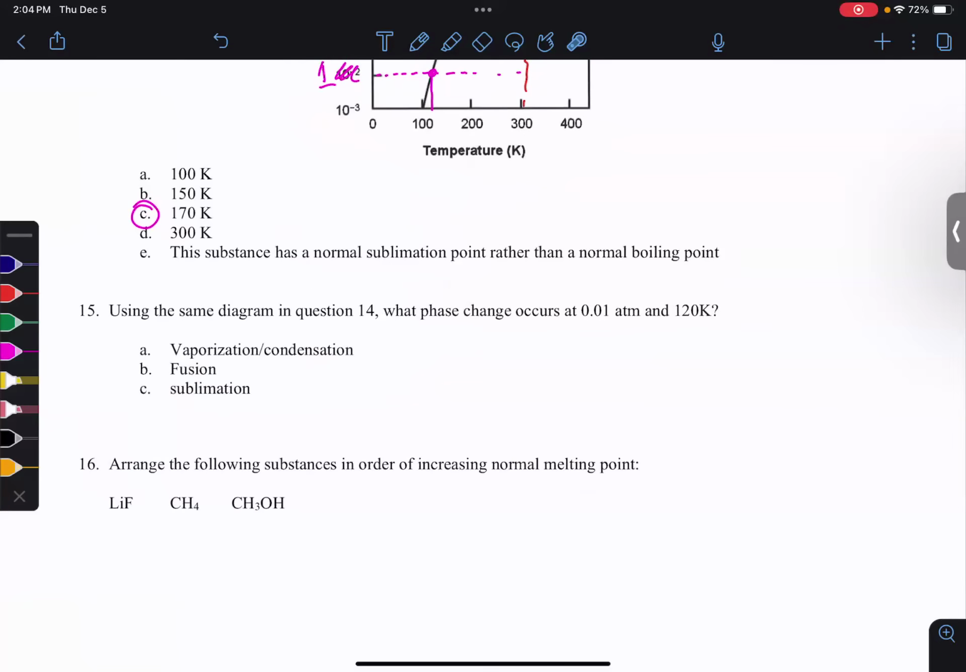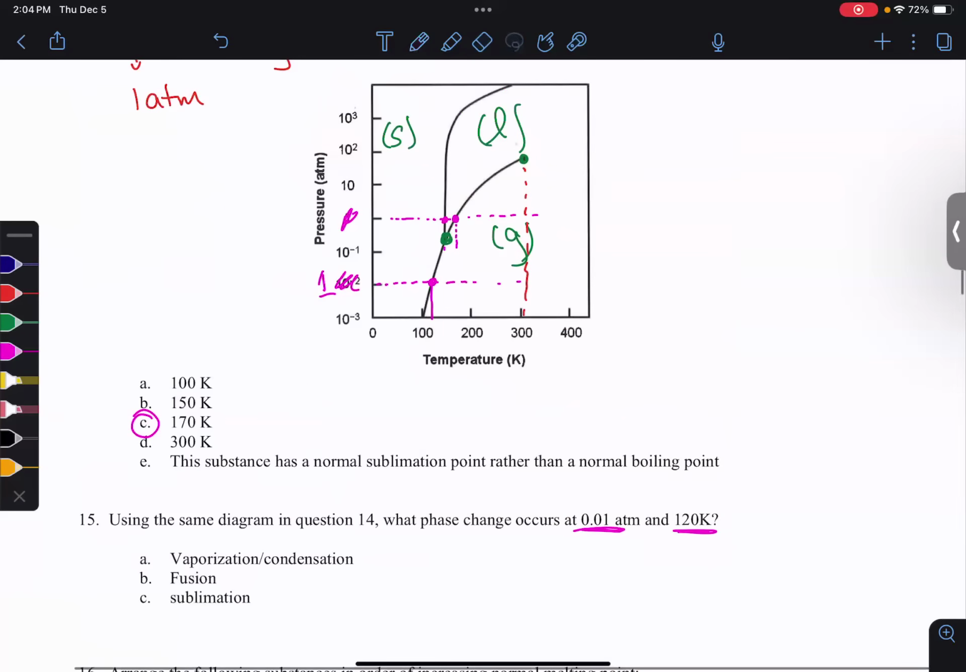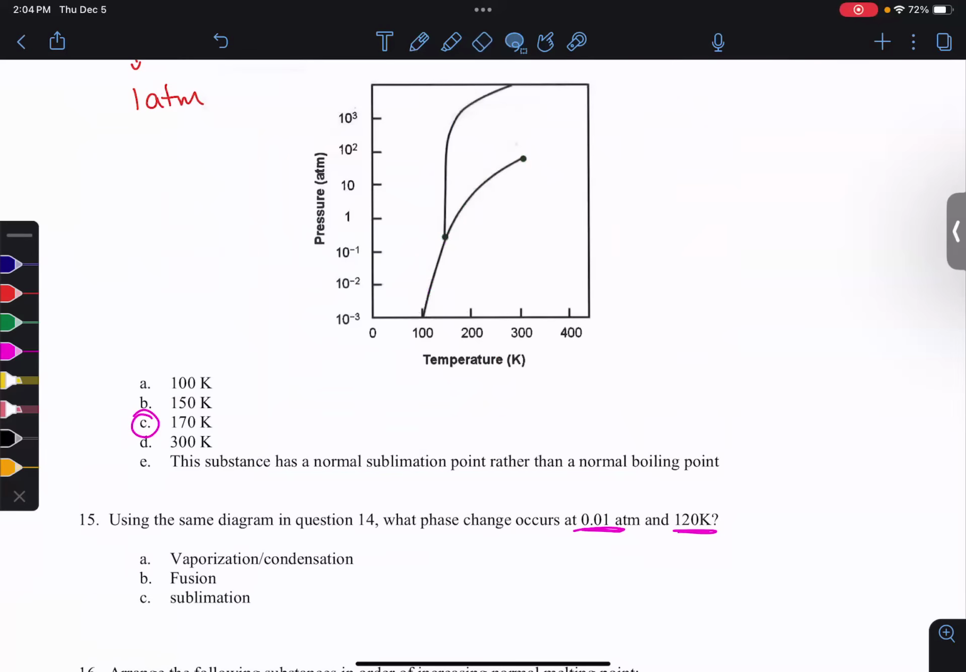So using the same question, the same diagram, what phase change occurs at this pressure? We just need to be really careful and find where that is. So 0.1 atm, that is 10 to the negative, how many? 2, thank you. So somewhere right here. And then 220 Kelvin, so yeah, I think it's right here.